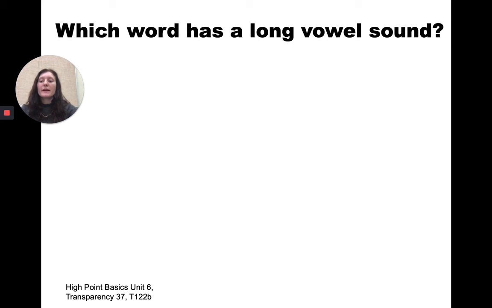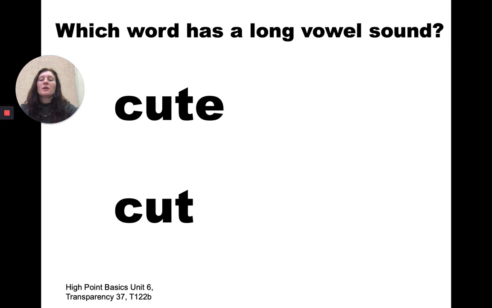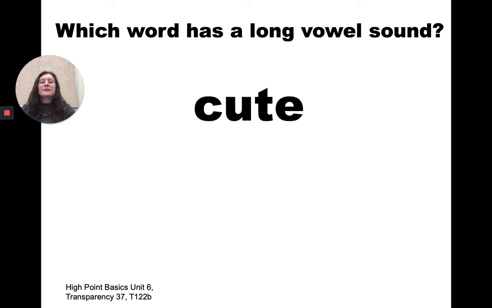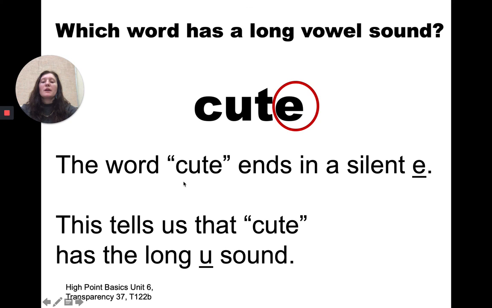All right, and last practice one. Our words are cute or cut. And again, we know we want to pick the word that has the silent E on the end. And this time we see that our vowel in the middle is U. And so this time it's telling us that in the word cute, we are going to hear the long U sound.